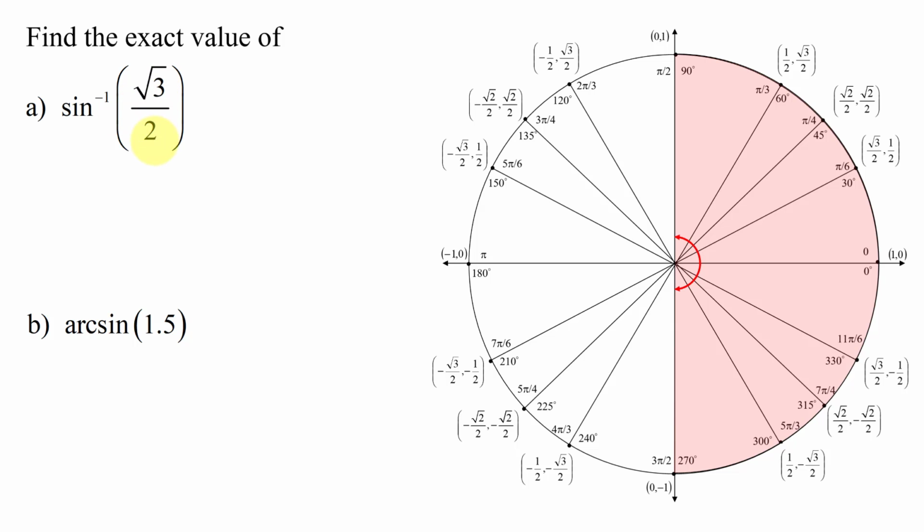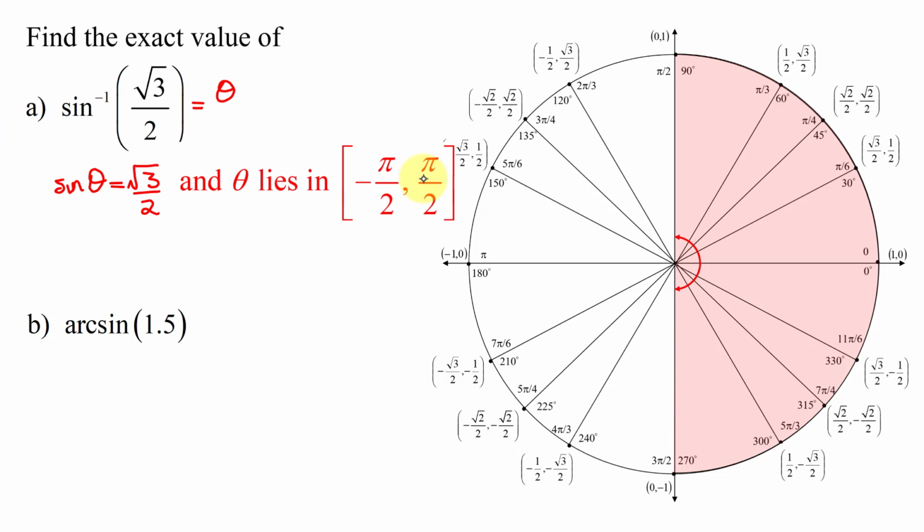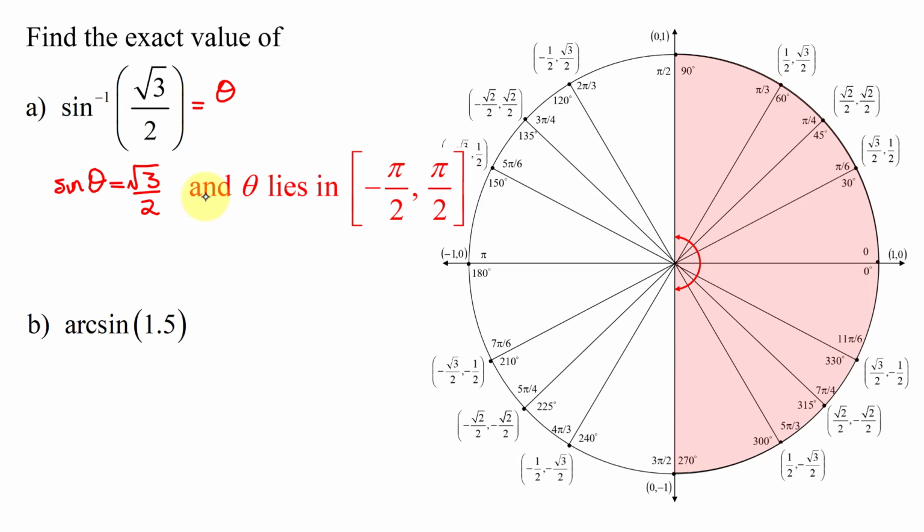Now, looking at a couple of examples, I need to find the exact value of, in A, the inverse sine of the square root of 3 over 2. To start with, it might be easier to set this equal to theta. And remember, translate it. What does this mean? This means that the sine of theta equals the square root of 3 over 2. But not just that, I also have to include the restriction that theta must lie in the region of -pi/2 to pi/2.